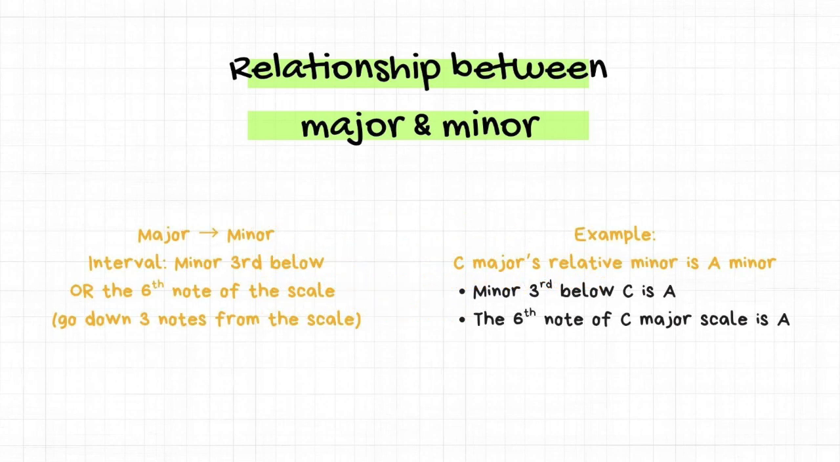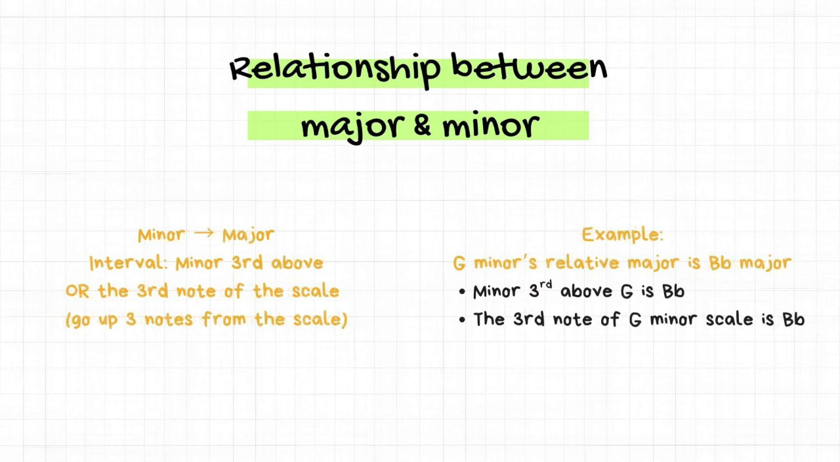From major to minor, the interval will be a minor third below, or the 6th note of the scale, which means we go down 3 notes from the scale. For example, C major's relative minor is A minor. A minor third below C is A, or the 6th note of C major scale is an A. That's how we find the relative minor.